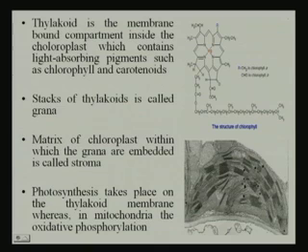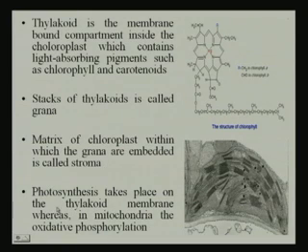If we look at the structure of the chloroplast, we can find that the thylakoid membranes are present in it. The thylakoid is a membrane-bound compartment inside the chloroplast which contains light-absorbing pigments, chlorophyll and carotenoid. See the structure of chlorophyll; it is a very complex structure. The thylakoids stack, and a stack of thylakoids is called the grana, and the matrix of the chloroplast in which the grana are embedded is called stroma.